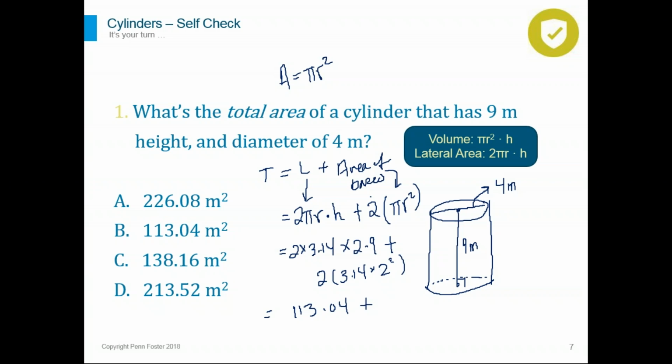So we're going to do 2 squared is 4, 4 times 3.14, and then times 2. And that will give you that the area of the bases combined is 25.12. Add the two values, and that will give you the total area of the cylinder, 138.16, and the units are square meters because we're talking about area, total area. So the answer in this case is C.